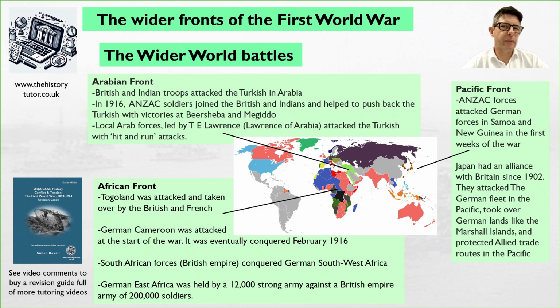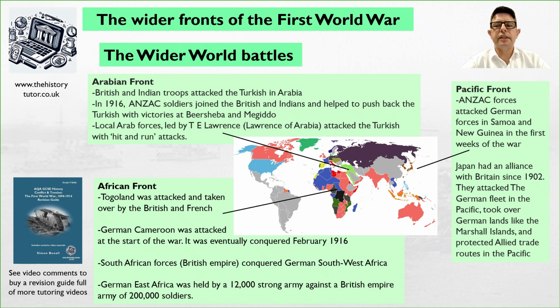We also have war in Africa between the colonies. So Germany had a number of colonies in Africa, so wars developed between the British and French against the German colonies. So Togoland was attacked and taken over by the British and French quite early on in the war. German Cameroon was attacked at the start of the war and eventually conquered by February 1916. South African forces from the British Empire conquered German Southwest Africa. And German East Africa was held by a 12,000 strong army against a huge British Empire army of up to 200,000 people.